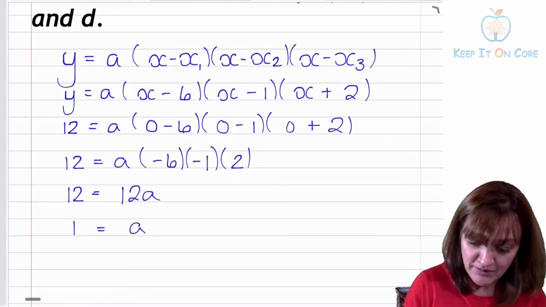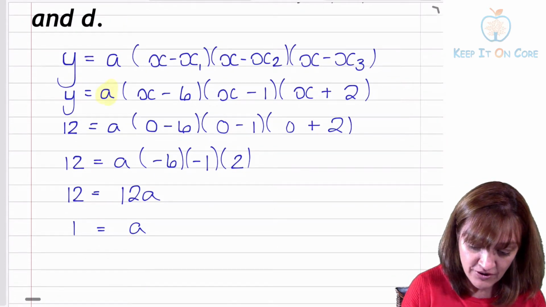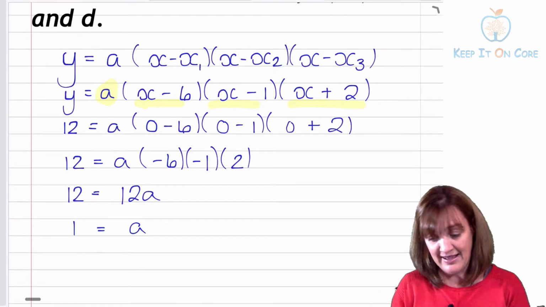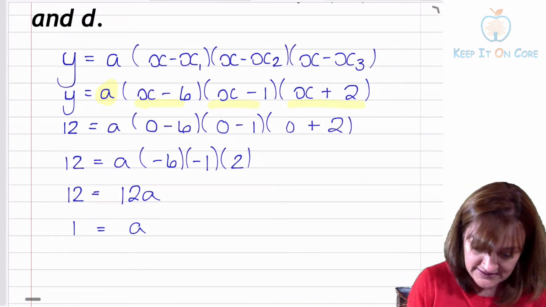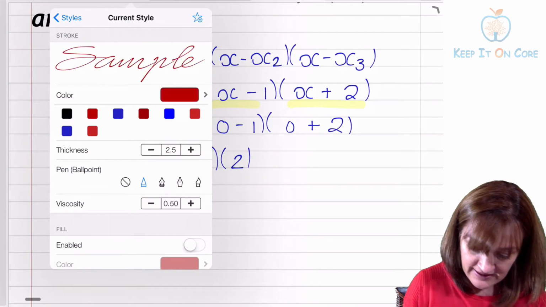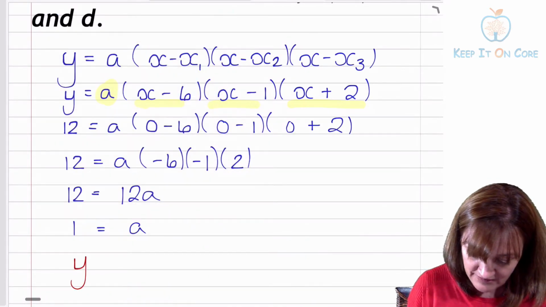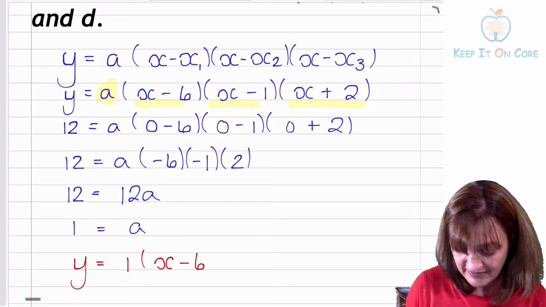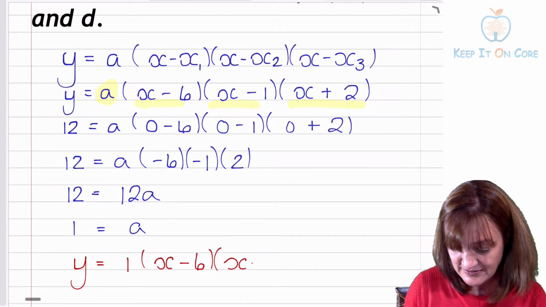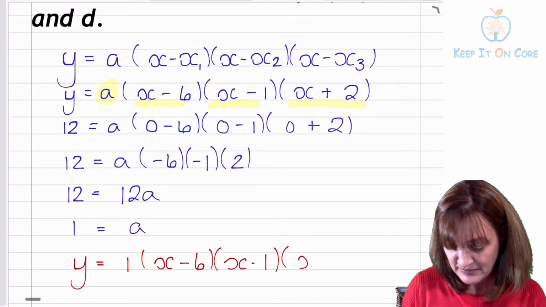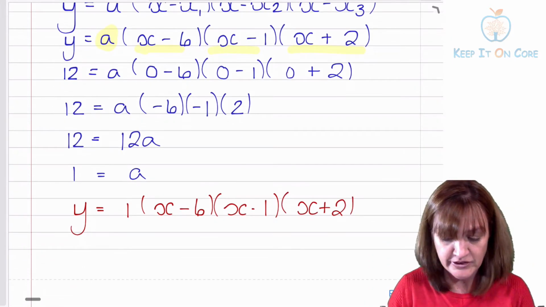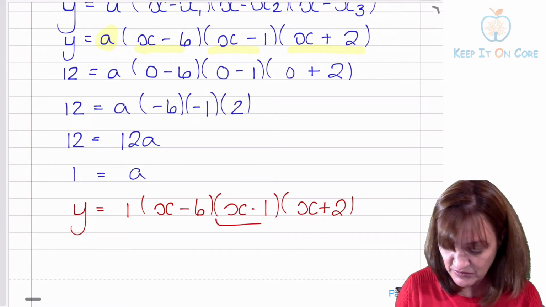And again, now we go back to this and we say, okay, well, if I know the a value and I knew that these three brackets were as they were, let's do it in red. Let's say I've got y equals a, which is now 1, and then we've got the three brackets of x minus 6, x minus 1, and x plus 2. And now it's a case of foiling it out. Okay, so a little bit of time to just do it carefully, but nothing too difficult with that.